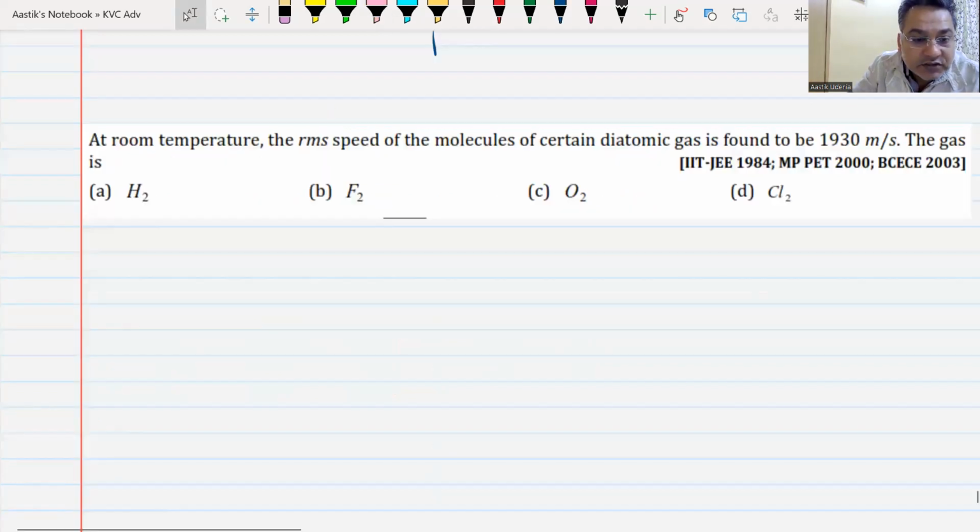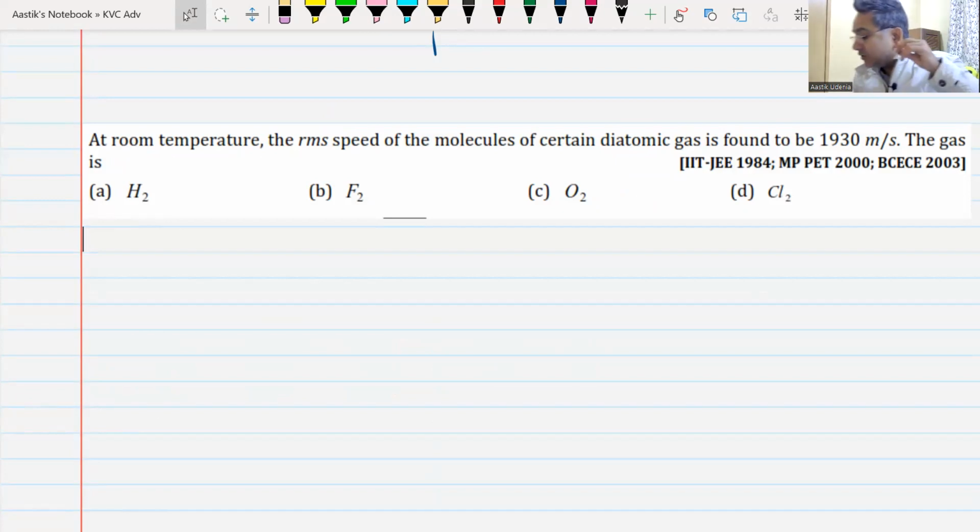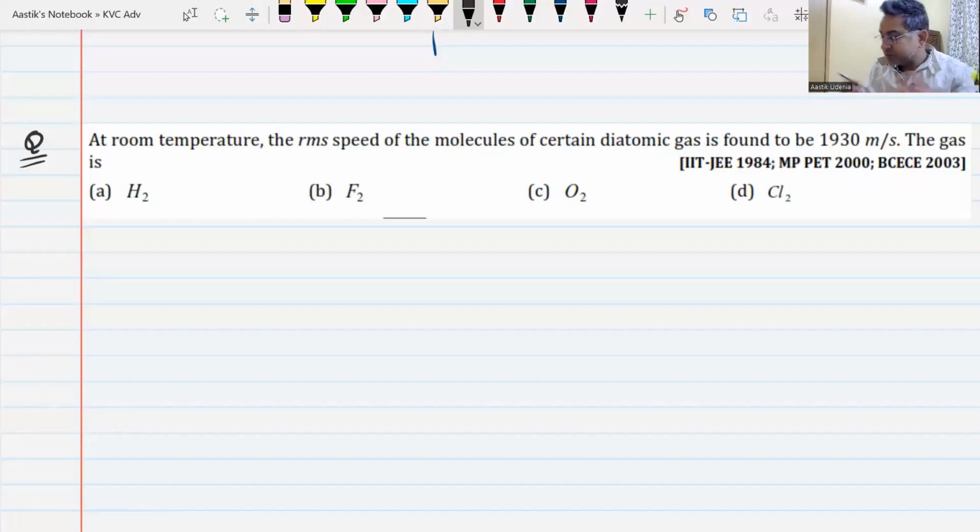This is the next question. At room temperature, the RMS speed of molecules of a certain diatomic gas is found to be 1930 meter per second. Which gas is that? Simple, straightforward question this is. I'll give you 2 minutes to give me the answer.